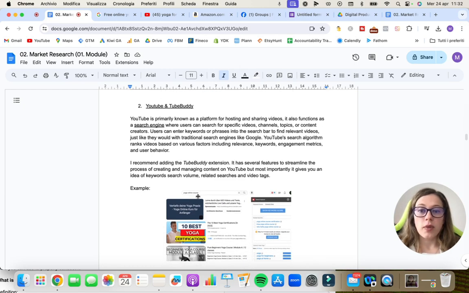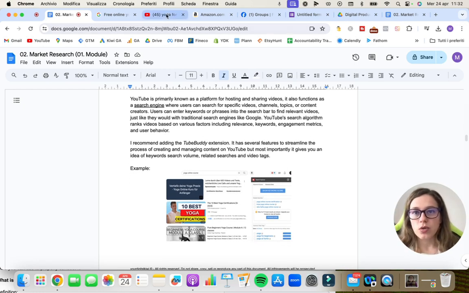YouTube's search algorithm ranks videos based on various factors, including relevance, keywords, engagement metrics, and user behavior. Again, here, I recommend using the Tubebuddy extension. I will show you in a bit how it looks. It has several features to streamline the process of creating and managing content on YouTube, but most importantly, it gives you an idea of keyword search volume, related searches, and video tags. Okay, let's go to YouTube.